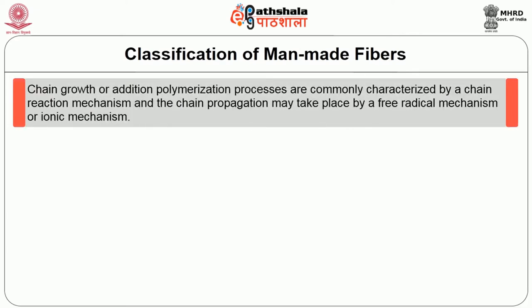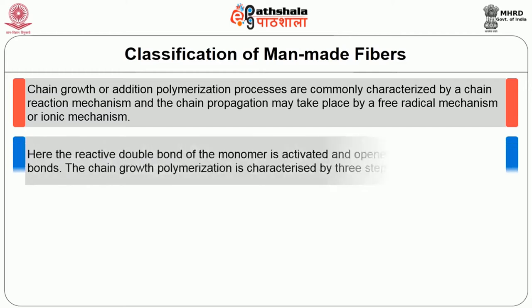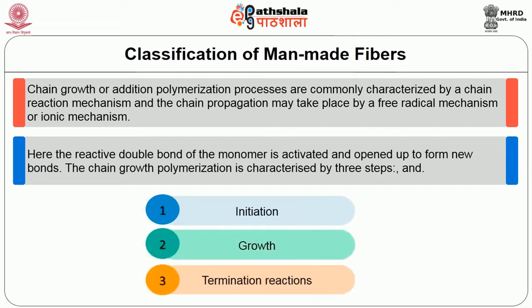Chain growth or addition polymerization processes are commonly characterized by the chain reaction mechanism, and the chain propagation may take place by a free radical mechanism or ionic mechanism. Here, the reactive double bond of the monomer is activated and opened up to form new bonds. The chain growth polymerization is characterized by three steps, that is the initiation process, the growth of the polymer, and the termination reaction of the polymer.